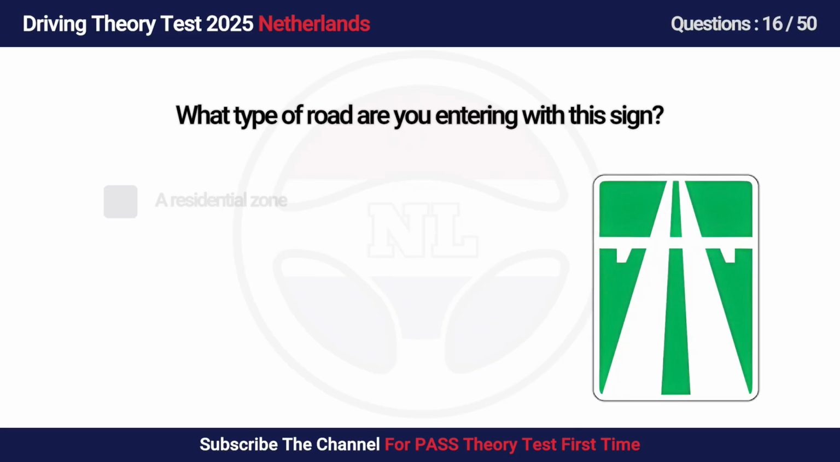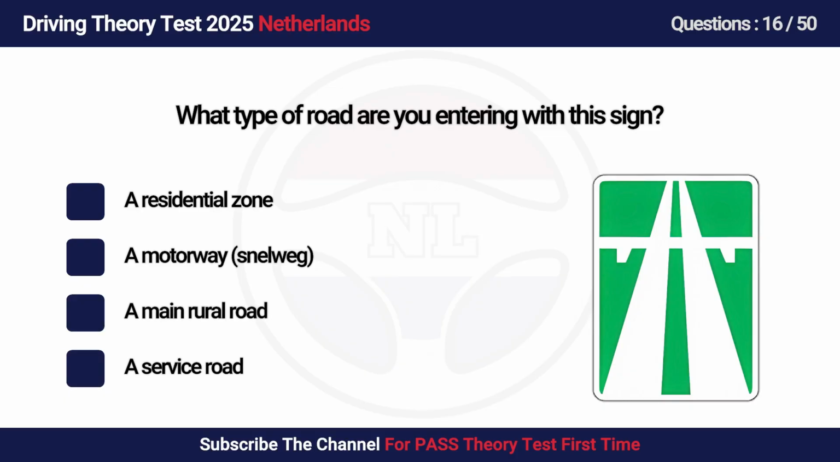Question 16. What type of road are you entering with this sign? A. A residential zone. B. A motorway. C. A main rural road. D. A service road.